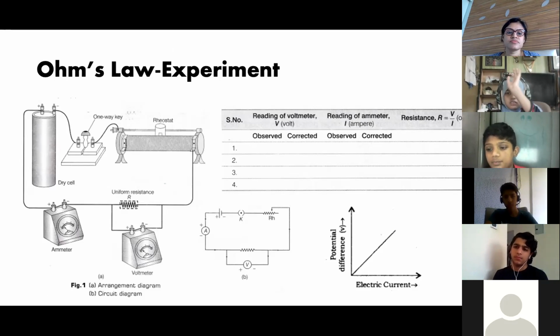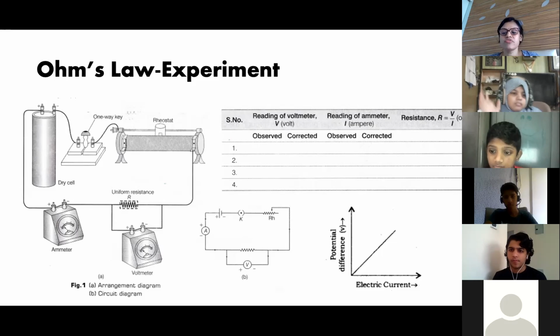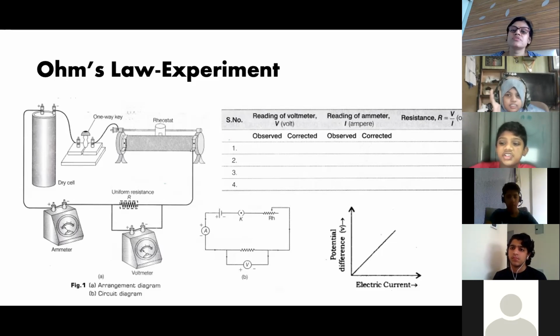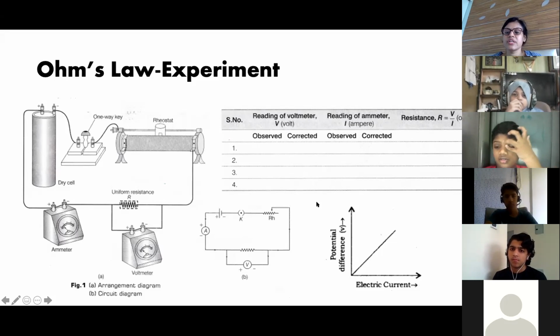V and I. What type of graph? What can you see on screen? Safia, what type of graph? You get a straight line. If your reading is correct, you will get a straight line. Okay, it's a straight line graph you will get.